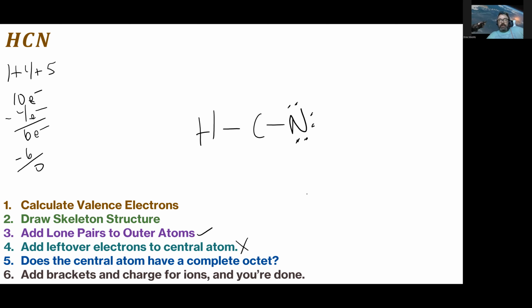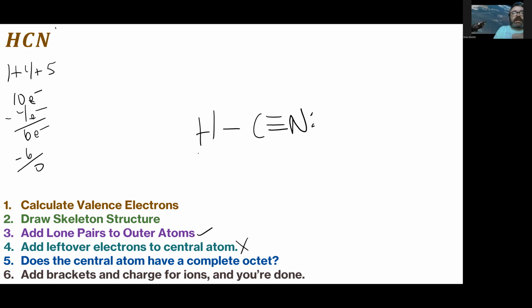Does the central atom have a complete octet? Not at this point. Carbon needs to have 4 bonds, so we're going to take a lone pair and share it to the middle. It still needs another one. We're gonna take another lone pair and share it to the middle. Now we get a triple bond. I'm gonna tell you a secret. It's not really a secret, but a shortcut if you want to think of it that way.